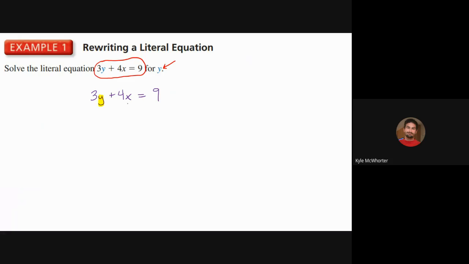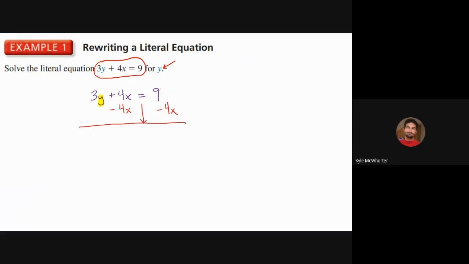We're going to follow the same process as before. Y is the variable we want to get by itself. Everything else we treat as a number, and we just use inverse operations to solve. So do we want to get rid of addition first or multiplication first? Addition first, right? So we're adding 4x. The inverse of adding 4x would be subtracting 4x, and we have to do that once on each side of the equal sign.